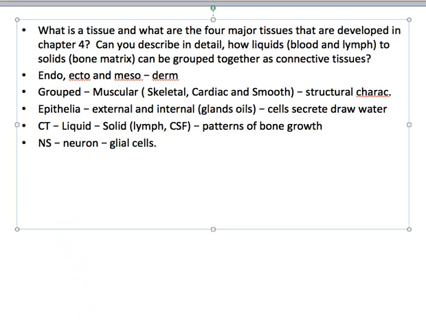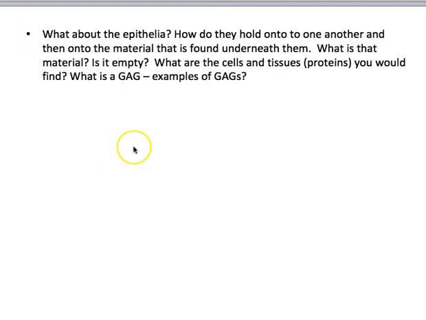Okay, question number 2. What about epithelia? How do you hold on to them? All this sort of stuff. What's found underneath them? In fact, is it empty? What are the types of materials? I'm asking multiple questions here. And a way to think about the answer for this would be something like this.